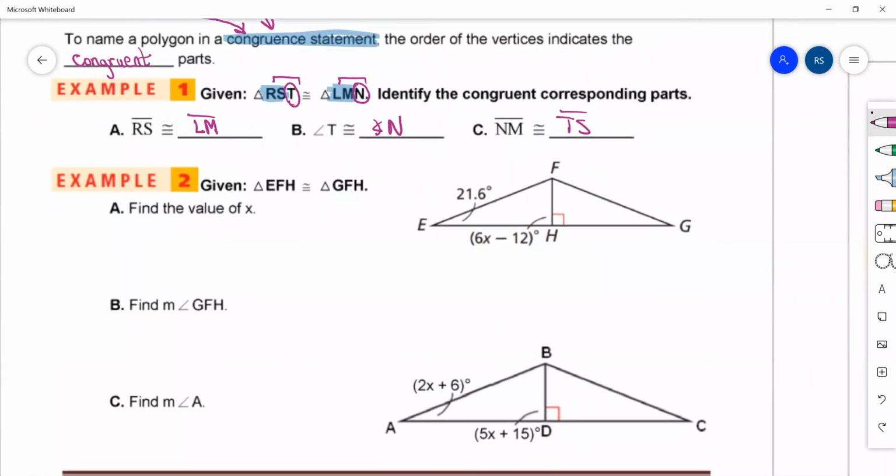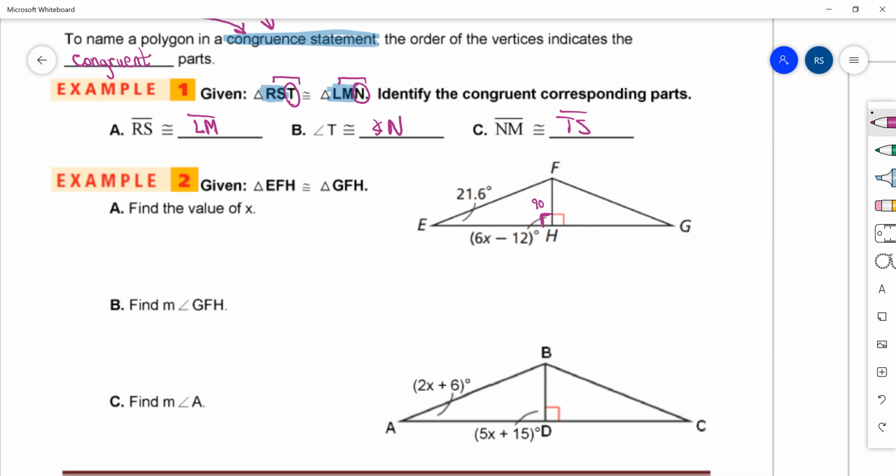Okay, so now they want us to work with congruent triangles for a little bit. So A asks us to find the value of x. Well, we're told these triangles are congruent to each other. In particular, H is congruent to H on the two triangles. So this H is 90, that means this H has to be 90.